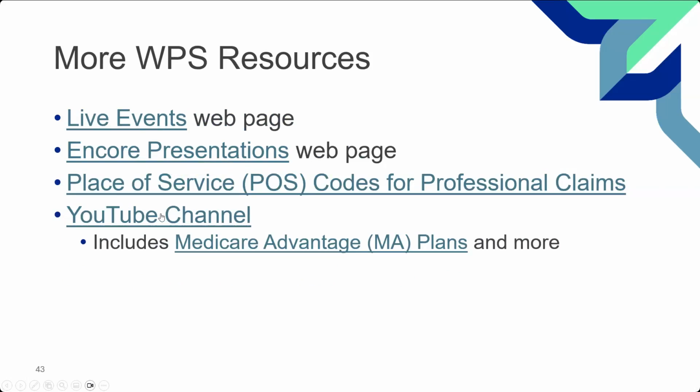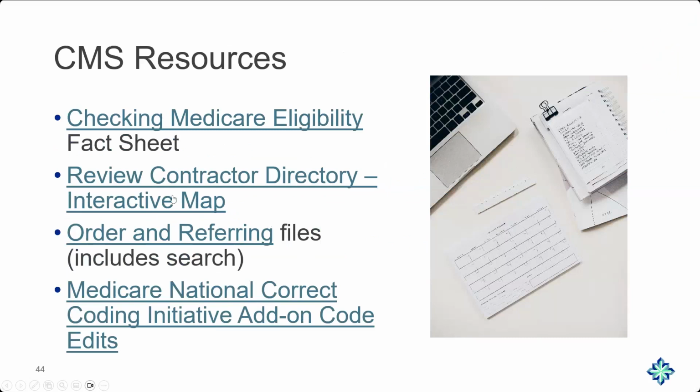Here I've included a link to our YouTube channel, including one that I think you'll find interesting based on the data I looked at. We have one about Medicare Advantage plans, those Part C plans, so we want to avoid some of those claims that are being denied because they're coming to us. Here are some resources about checking eligibility. CMS has on their website an interactive map where you can click on any state and it says, here's where you need to send a claim if the patient has railroad, for example. So that's kind of a nice contractor directory.